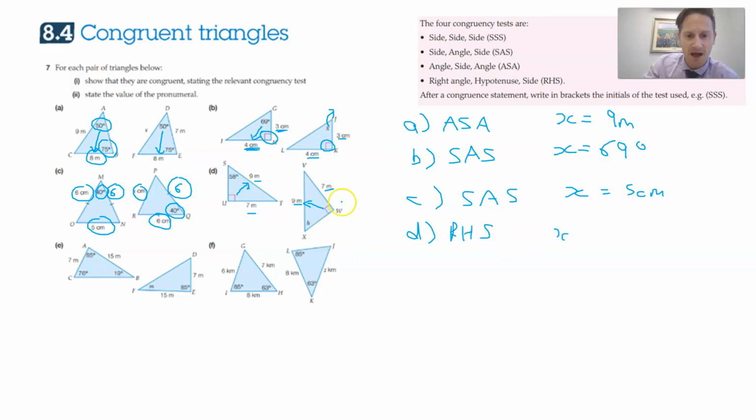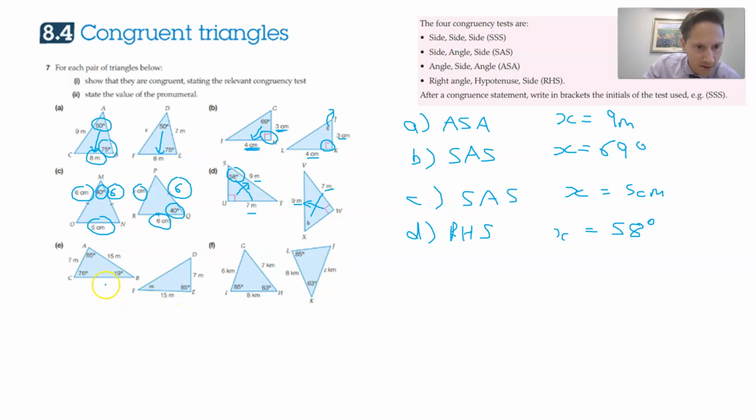And what's the value of our pronumeral? Our pronumeral is H. It is an angle here. That angle is opposite the 7. You can kind of draw a line there like that. So 7, the angle opposite that side is 58. Now that I've proved that they're congruent, that means that they're identical. So I can say that X is equal to 58.